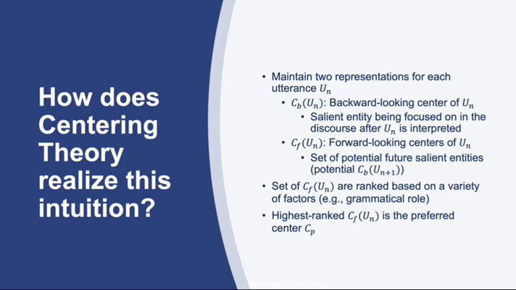Centering theory ranks the entities in C sub f based on a variety of contextual factors, such as the grammatical roles of different entities in the sentence and the dependencies between them. The highest ranked entity from C sub f of U sub n is selected as the preferred center, C sub p, for the next sentence.